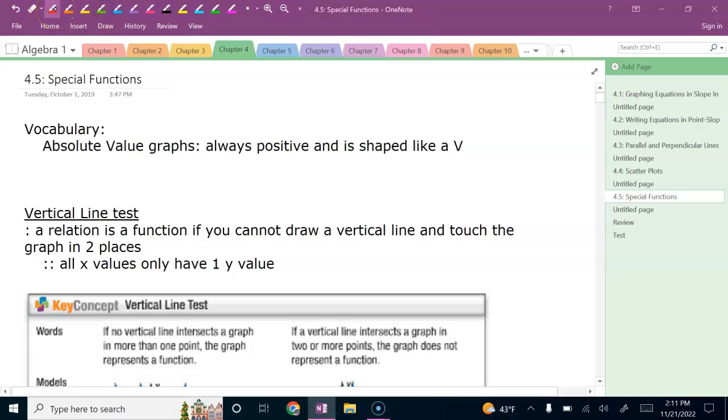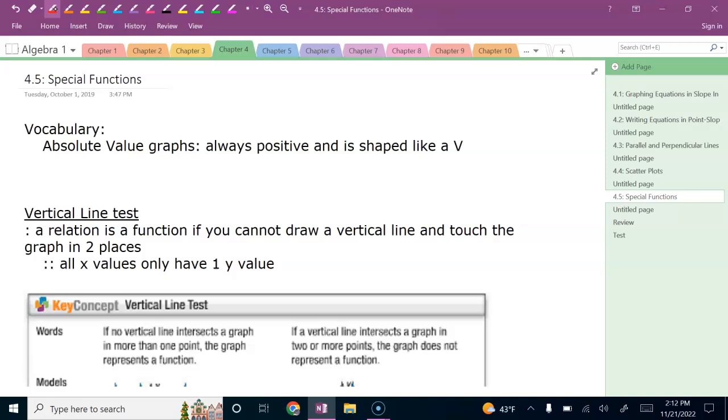Chapter 4, Section 5 is about special functions, and specifically in this section we're going to talk about absolute value graphs. In the past we've talked about absolute value and how that represents distance from zero when you're talking about the number line. Now when we're dealing with absolute value graphs, they're always going to be positive because of the absolute value piece, and the graph shape is going to be like the letter V.